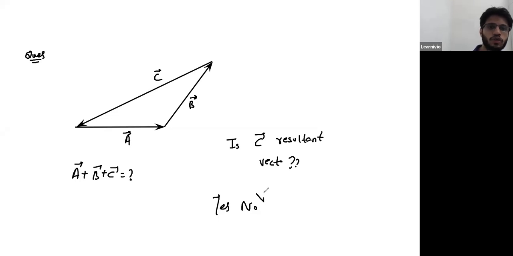The answer is no. Because for a vector to be resultant in triangle law, the condition is this should be in opposite order. Opposite order means head of one should coincide with the head of another. But here the head of one does not coincide with the head of another. Head is not coinciding with head. So C is not resultant. First of all, C is not the resultant vector.